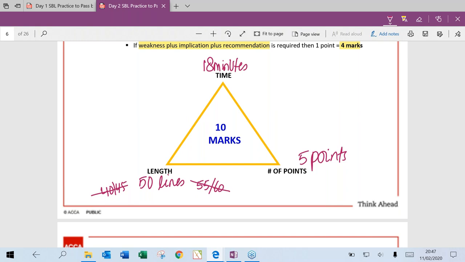Length, explain again. Maz, length means the number of lines you are supposed to write. The rule of thumb is 5 lines per mark. So if the question is 10 marks, how many lines are you supposed to write? 5 multiplied by 10 marks, 50 lines. Is this clear, my dear Maz?